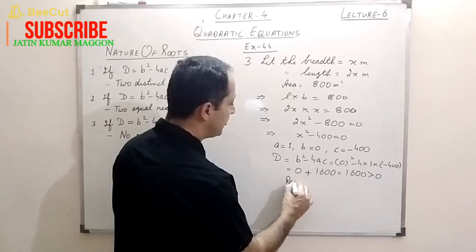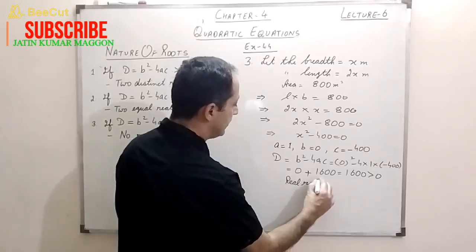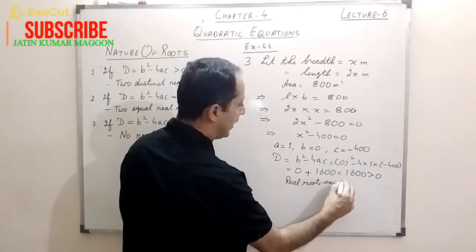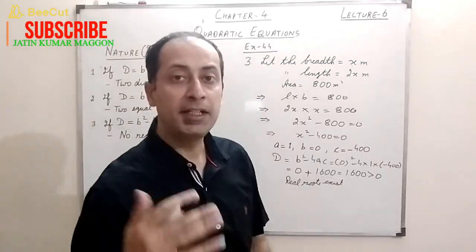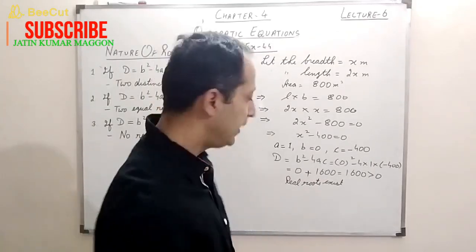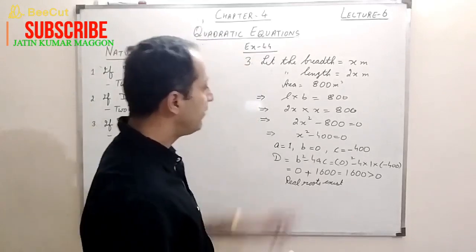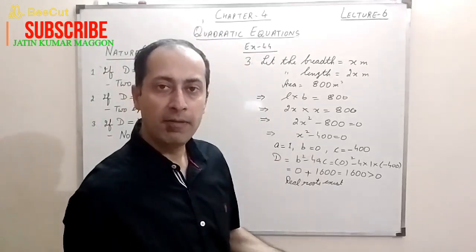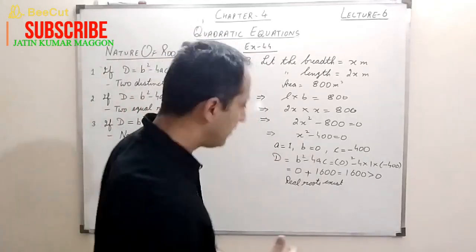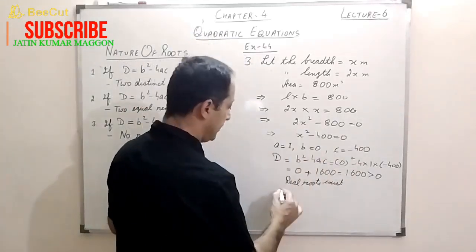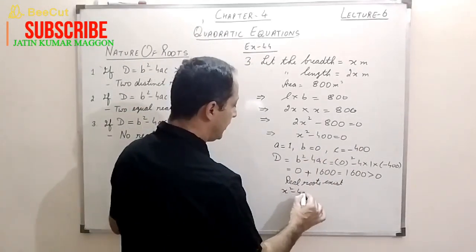Therefore, real roots exist. And if the real root exists, so the given condition can also be true, right? So now what we have to do? We have to factorize this and find the values of the length and the breadth. So we take this condition: x square minus 400 equals to 0.